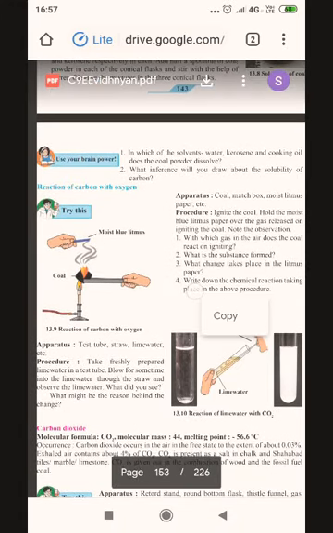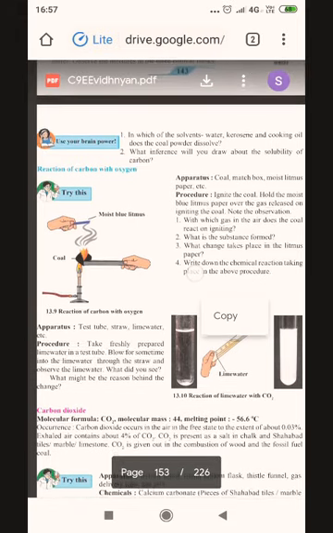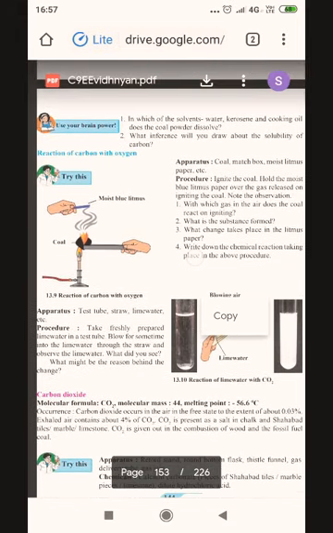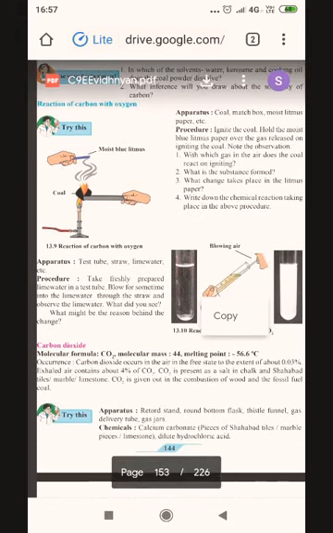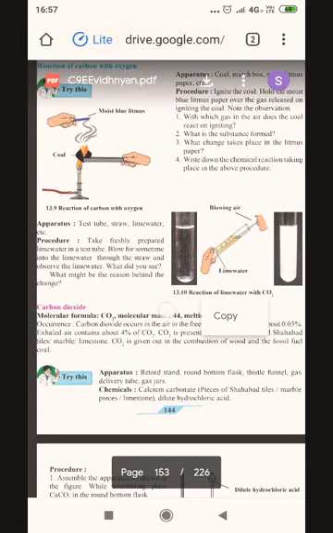Reaction of carbon with oxygen, that part is being eliminated this year. So we'll move ahead.